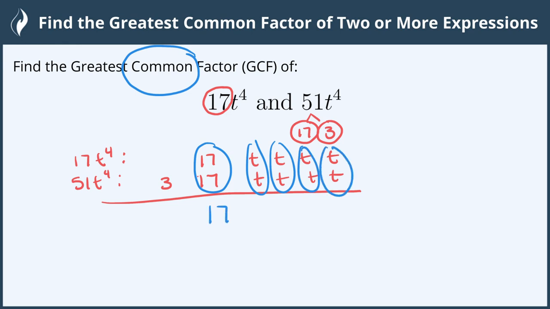So we have 17 times t times t times t times t, which gives us 17t to the fourth is the greatest common factor between these two expressions, and we're all done.